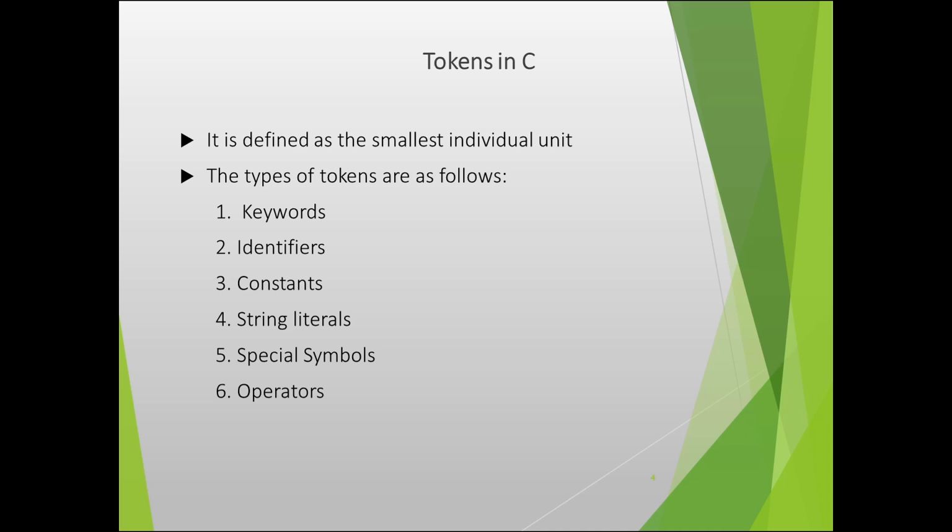So now let's move on to tokens in C. As we all know, a token is nothing but the smallest individual unit. Different types of tokens are available in C. So what are they? Let's see. Keywords, identifiers, constants, string literals, special symbols, and finally we have operators.